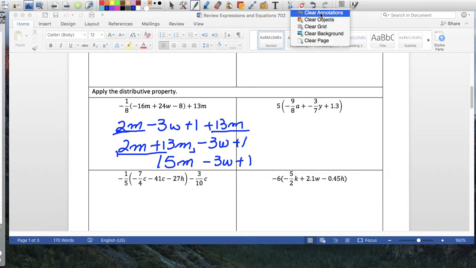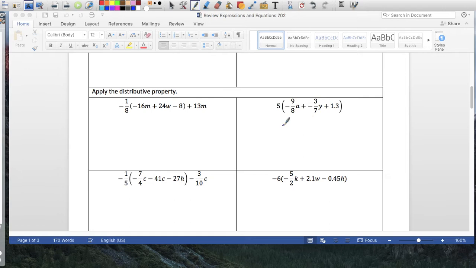This one, it's times 5. Ooh, yuck. So 5 times 9, so you get negative, first of all, 45 over 8, a. Positive, and then what the heck? I actually made a mistake. That shouldn't be a plus and minus, so this should be just a big minus sign. Positive times a negative is a negative. 5 times 3 is 15, and over 7, y, plus 5 times 1.3, which is 6.5. So there are no like terms, lucky for you.